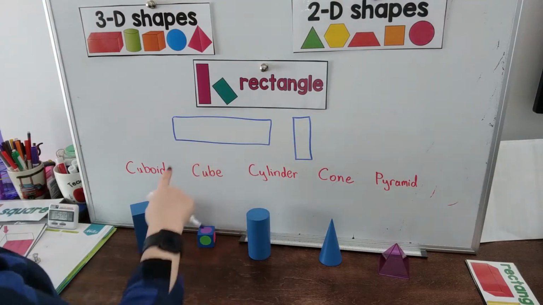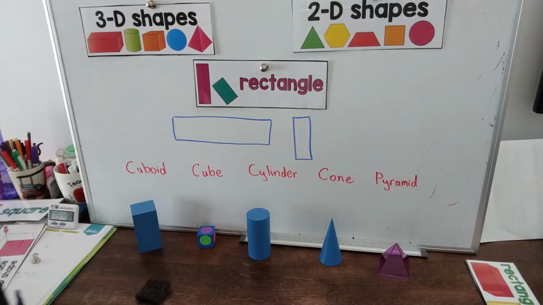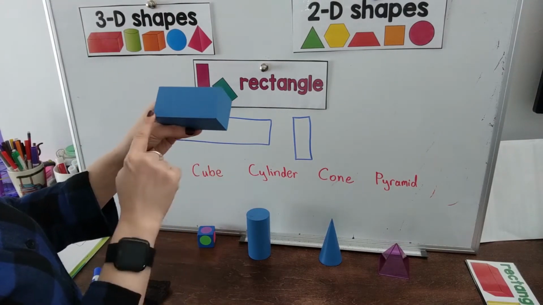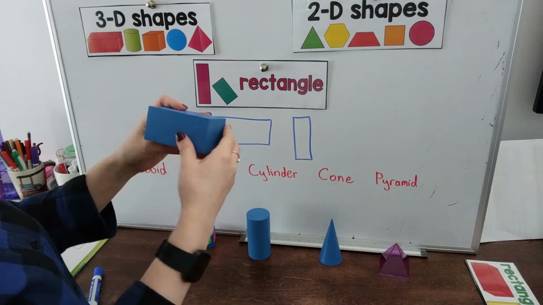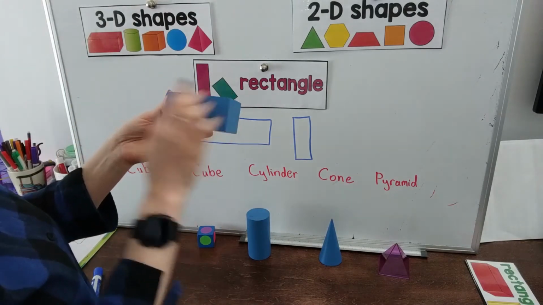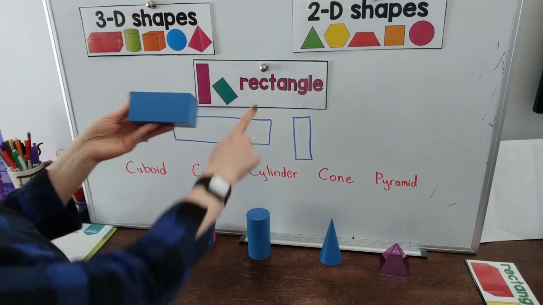So here we have rectangles. We're going to talk about rectangles first. And if you were to trace your cuboid, you could see that there is the shape of a rectangle in its face. This is the flat surface. The face of the flat surface is in the shape of a rectangle.